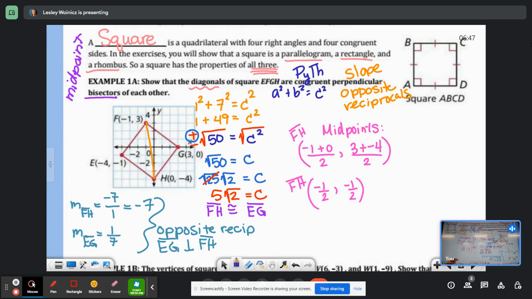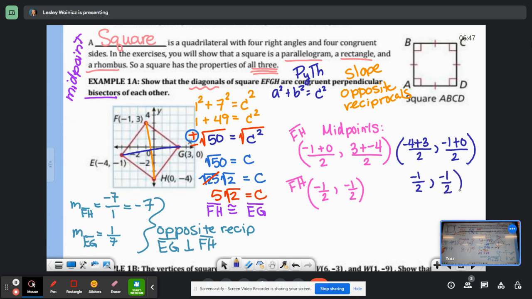Okay, let's do EG. So for EG, I have negative 4 plus 3 divided by 2 and negative 1 plus 0 divided by 2. So negative 4 plus 3, that's negative 1 over 2. And negative 1 plus 0 is negative 1 over 2. This is for EG.